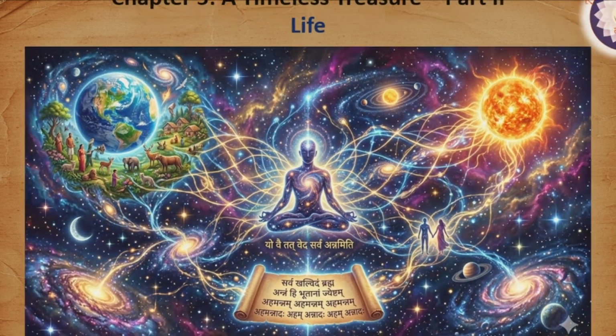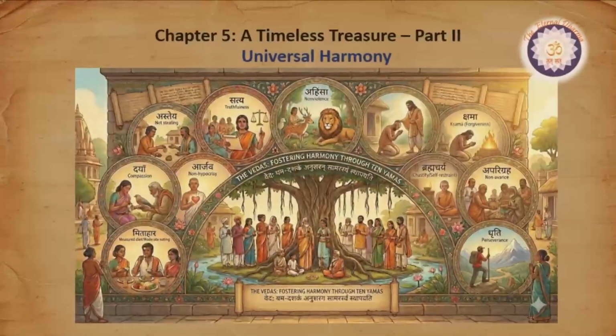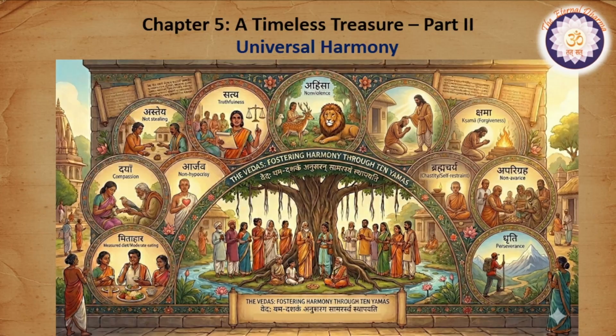The Vedas aim to foster harmony in both individual and societal life through foundational ethical principles such as the yamas described in the Shandilya Upanishad. Complementing this is the concept of Rita, which was briefly mentioned in the previous part from the Rig Veda. Rita denotes the universal cosmic order that governs both nature and human conduct, where alignment leads to harmony and deviation to disorder.